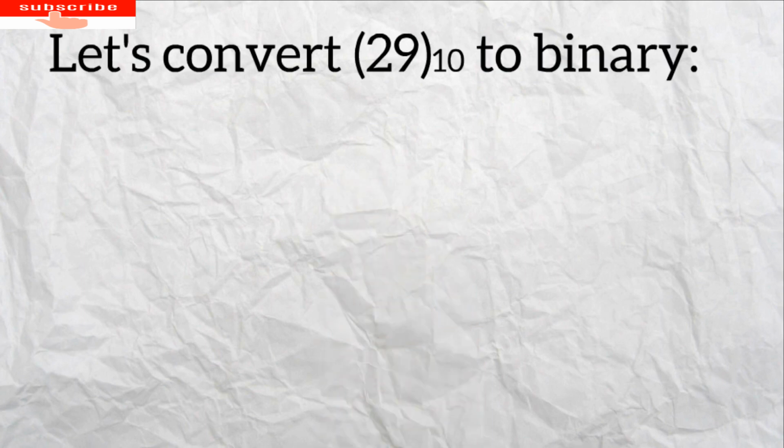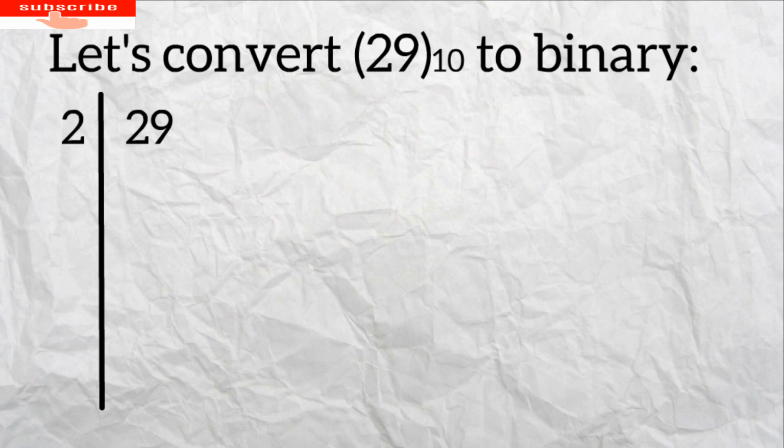Let's learn it by taking an example. 29 in this case. First, we divide 29 by 2. We get quotient 14 and remainder 1. In second step, we divide the quotient from previous step, that is 14 by 2. Then we get quotient 7 and remainder 0.